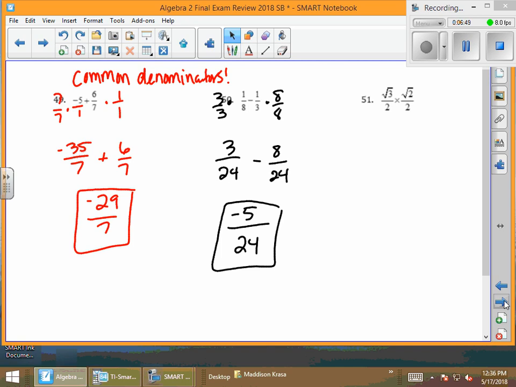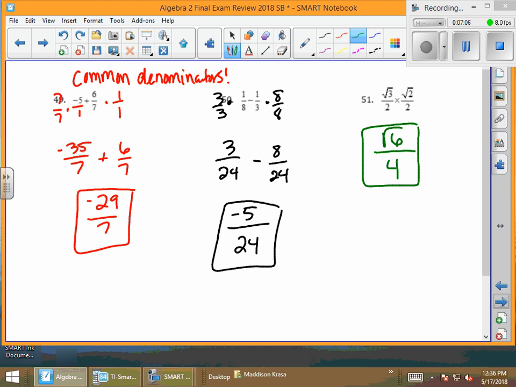And then moving over to number 51, this is multiplication. So with multiplication, again, we multiply across. Radical 3 times radical 2 is radical 6. And then on the bottom, 2 times 2 is 4. There's nothing that we can break down with radical 6 over 4.